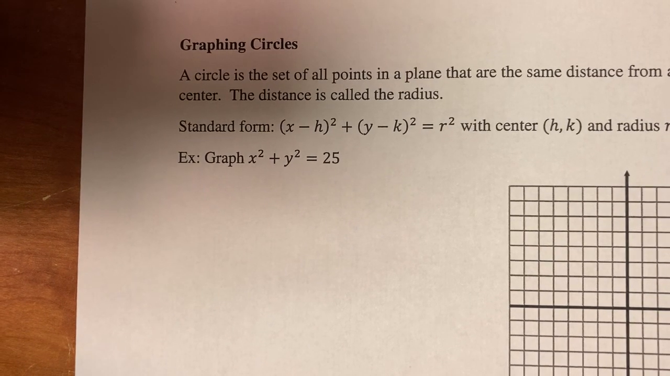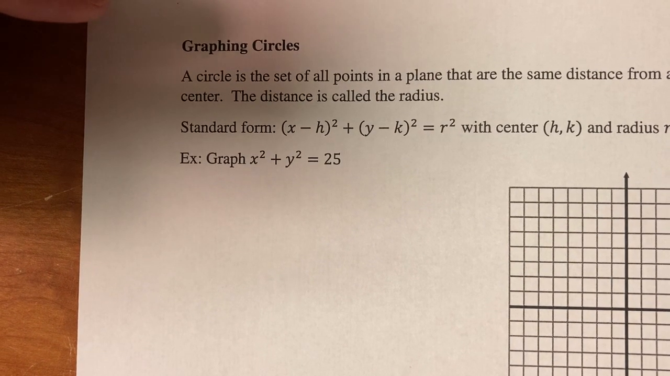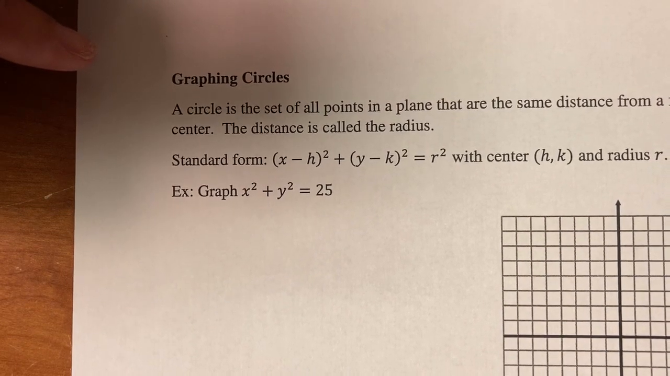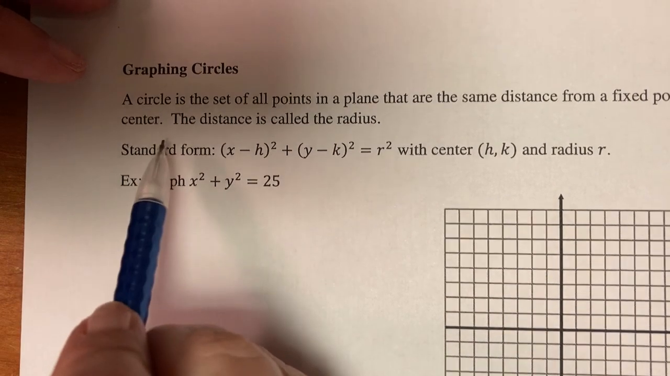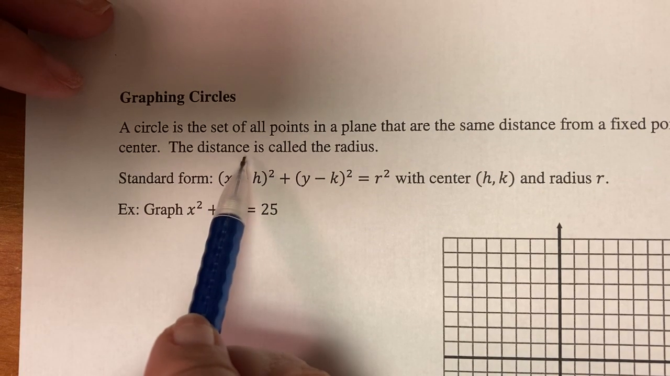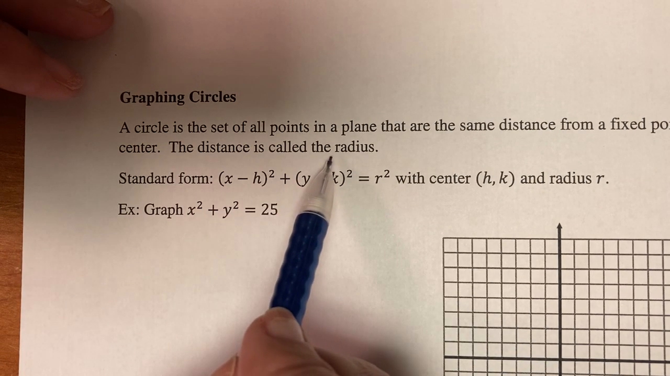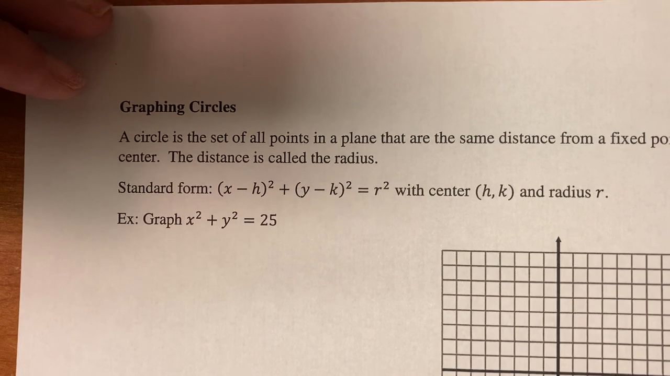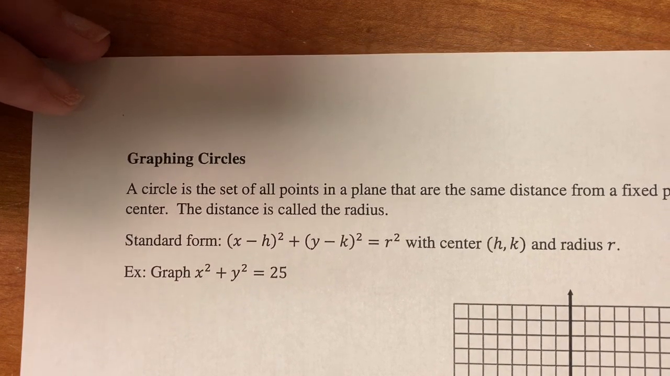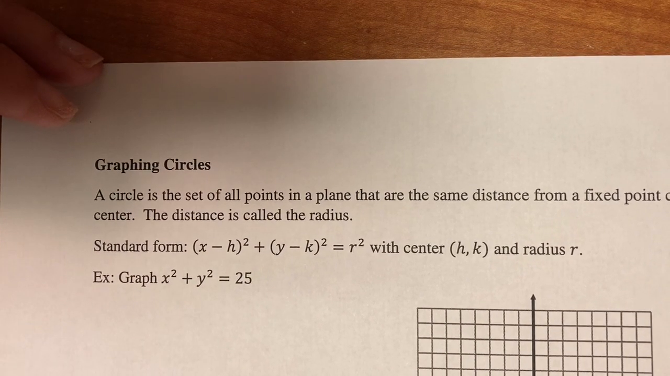Okay, so here's part 2 of 13.1. We just did parabolas of all types, and now we're going to do circles. So first of all, a circle, by definition, is the set of all points in a plane that are the same distance from a fixed point called the center. And the distance is called the radius. I mean, that sounds kind of crazy, but let's just dissect it for a minute.